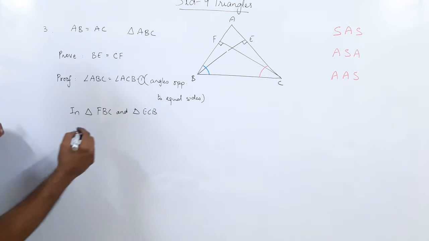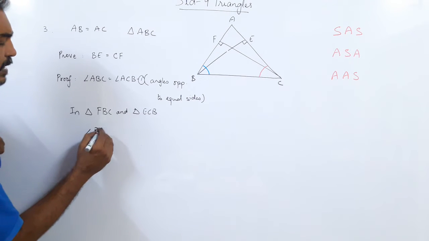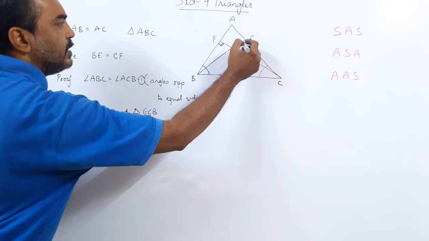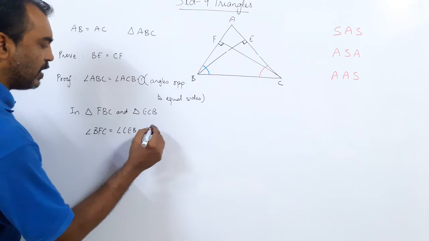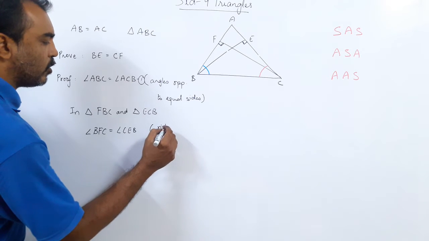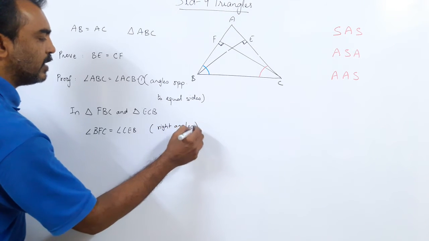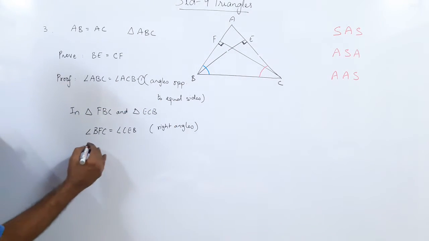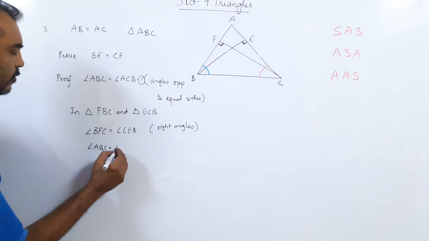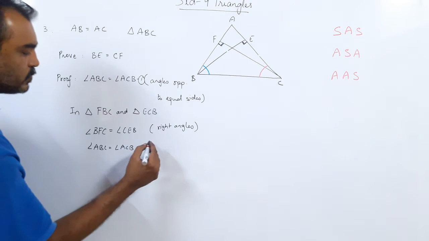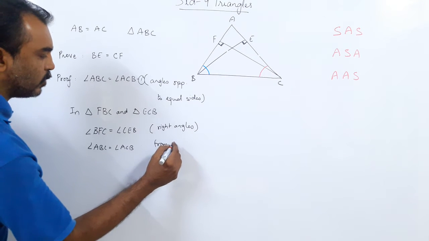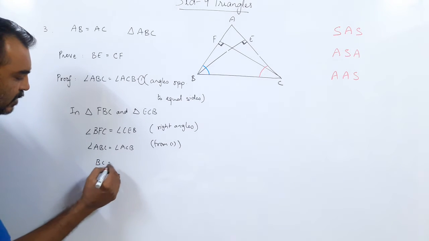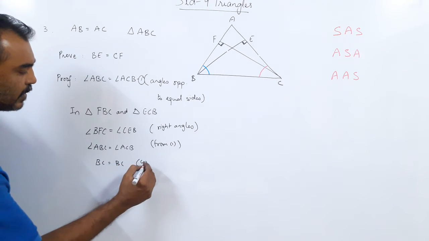Now we start the sum. Angle BFC equal to angle CEB. Why? Right angles. You can see the altitudes, both are right angles. So this angle and this angle are equal because they are right angles. Angle ABC equal to angle ACB. How? We just proved it, from result 1. And the third one, BC equal to BC, it is a common side.